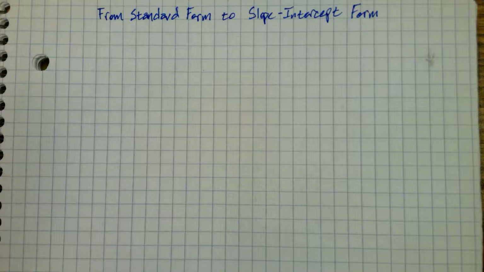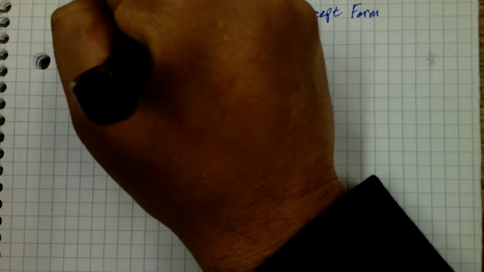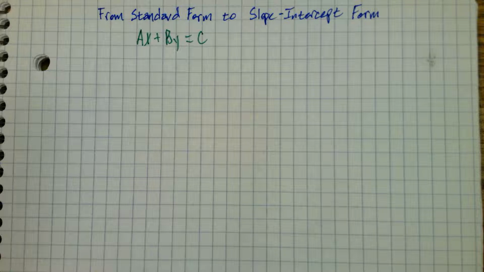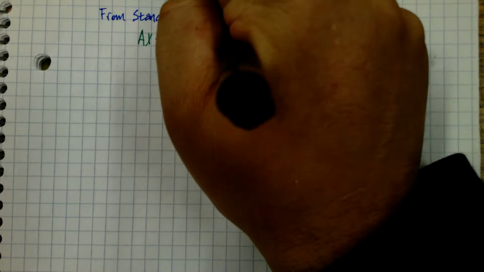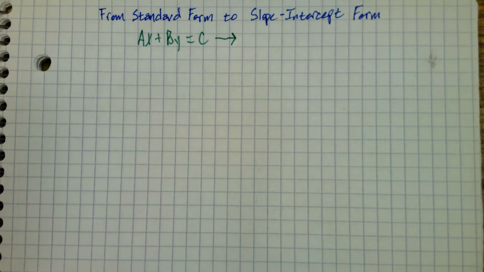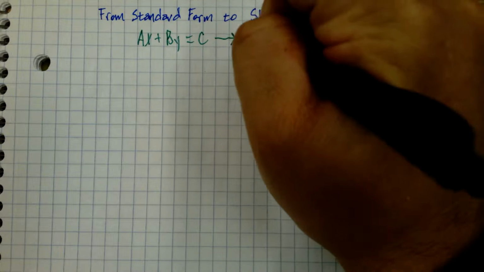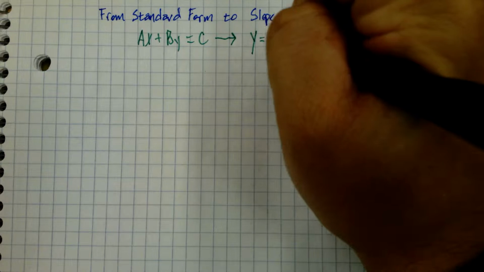Okay, so we're going to be taking an equation in standard form. Standard form, just to remind you, looks like this. This is the general format: AX plus BY equals C. Okay? And we're going to convert it through the power of algebra to slope-intercept form, which is y equals mx plus b.